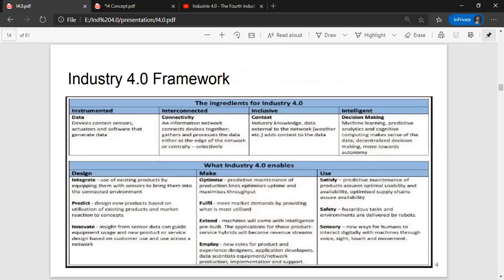I'll not cover this. This is a framework put out by IBM. I will just skip this for the time being.